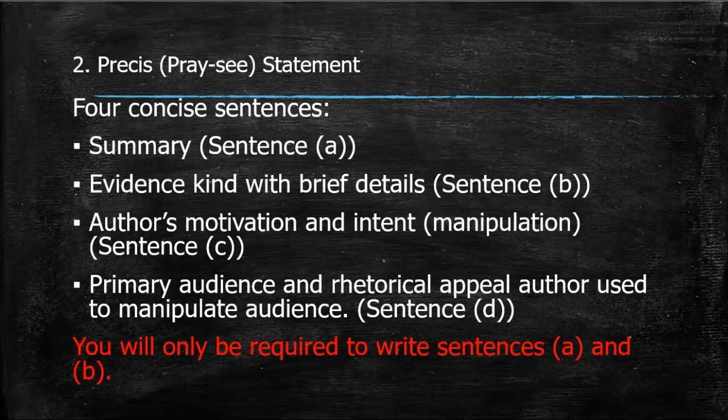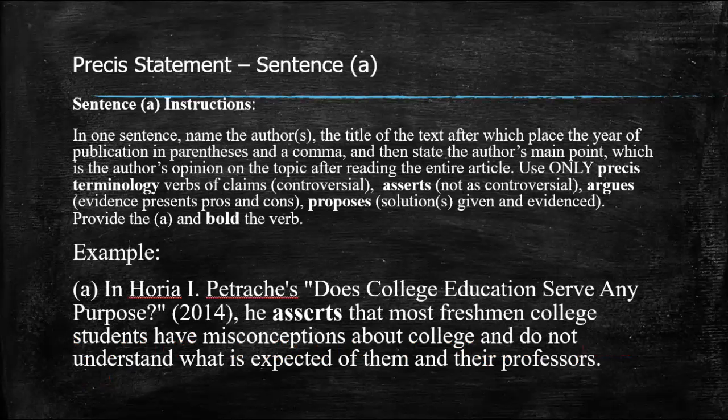There are actually 4 sentences in a Precis statement. The first one is the summary. The second one is a summary of evidence, which includes the kind of evidence along with some details, the author's motivation and intent for writing the article, as well as who the audience is that the author wrote to. You will only be required to write sentences A and B.